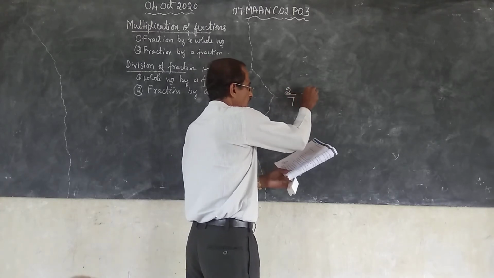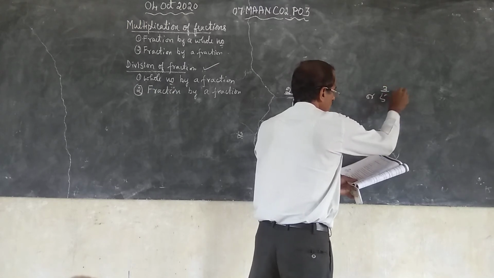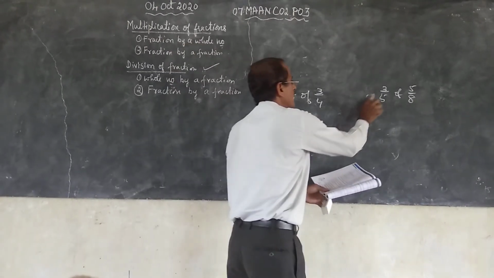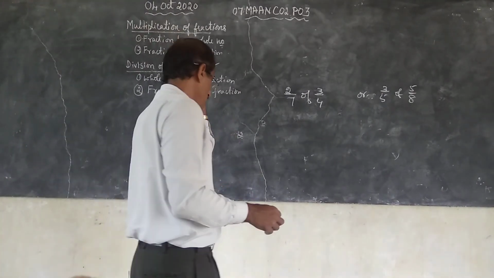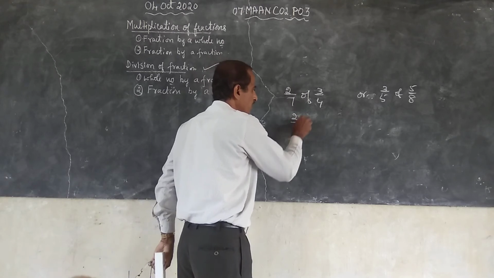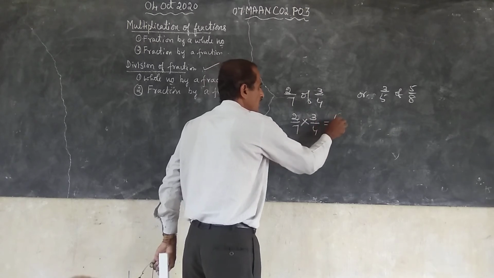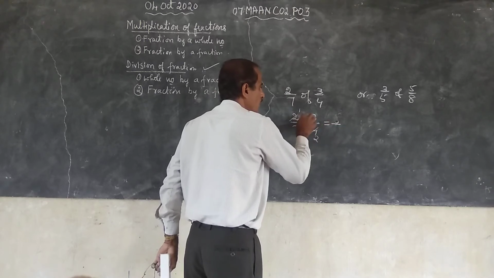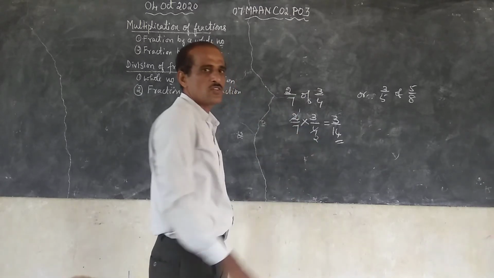Which is greater: 2 by 7 of 3 by 4, or 3 by 5 of 5 by 8? Here, which is the bigger fraction? I told you how to identify whether a fraction is bigger or not. See, 2 by 7 of 3 by 4. Of means multiplication. What is the answer? Here I can reduce. 2 ones are 2, 2 sevens are 14. 1 three is 3. So the answer is 3 by 14.